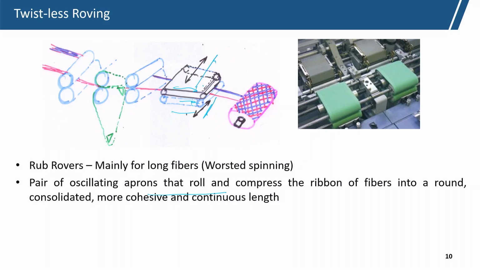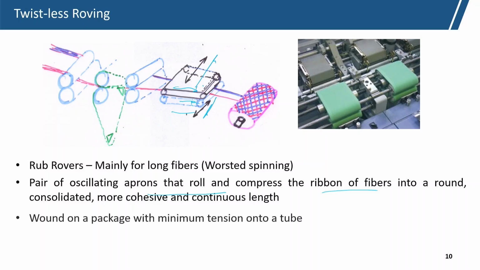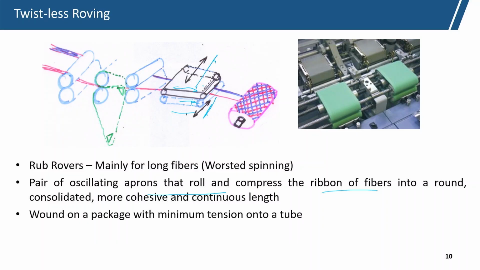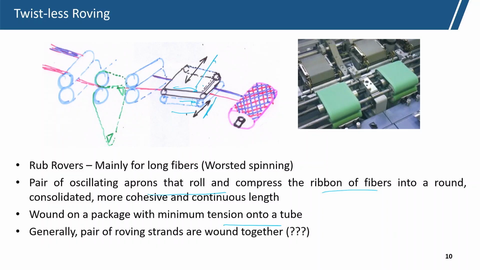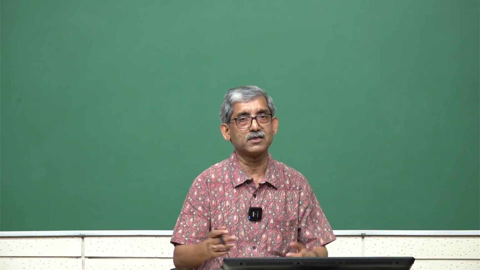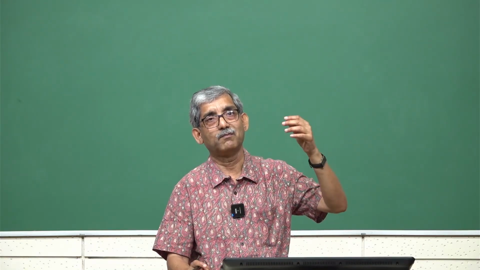A pair of oscillating aprons roll and compress the roving, that ribbon of fibers, into a round shape, consolidating it into a more cohesive and continuous length. It is wound on a package with minimum tension on the tube; there is no such tension. Generally, a pair of roving strands are wound on a package. So, we do not normally do a single package, because these are big packages. We can use very big packages here, because there is no limitation of flyer and the mass will be higher.